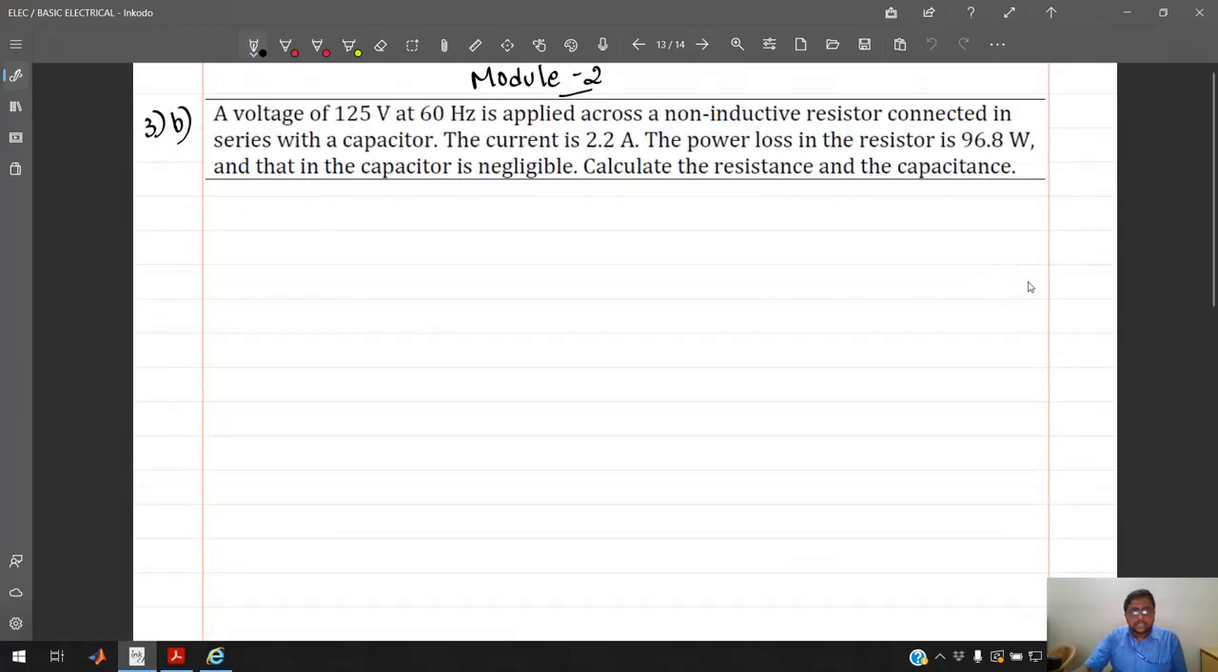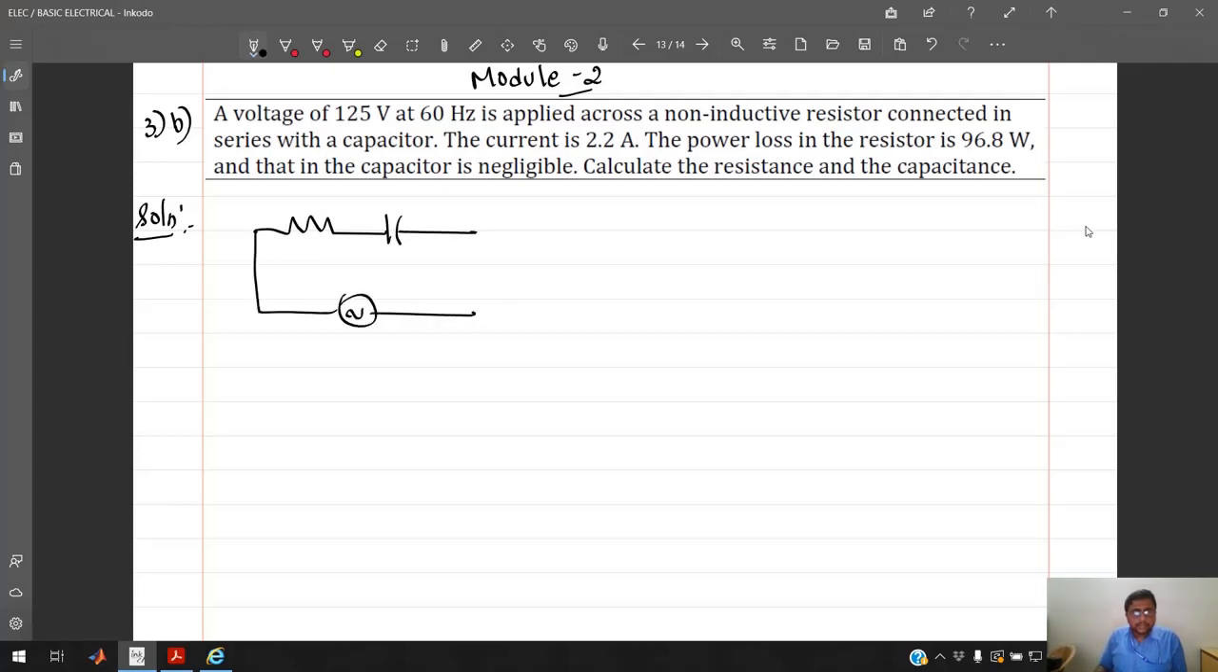Coming to the module 2 question, 3B: a voltage of 125 volt at 60 Hz is applied across a non-inductive resistor connected in series with a capacitor, which means that it is an RC network connected to an AC supply of 125 volts, 60 Hz. The current is 2.2 amperes, which is the RMS value of the current. The power loss in the resistor is 96.8 watts, and that in the capacitor is negligible. Calculate the resistance as well as the capacitance. So you need to calculate R as well as C.